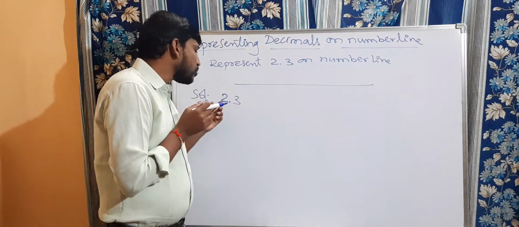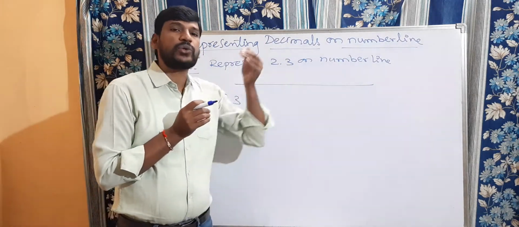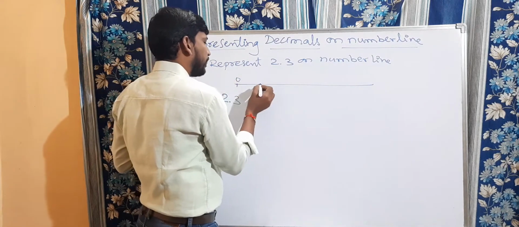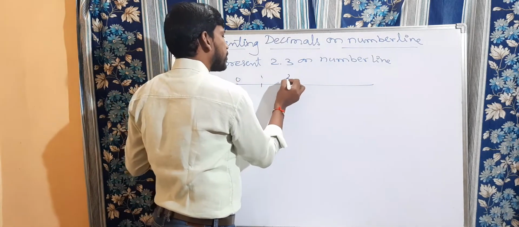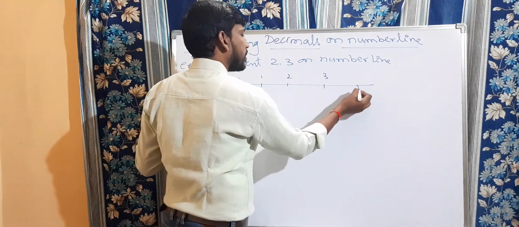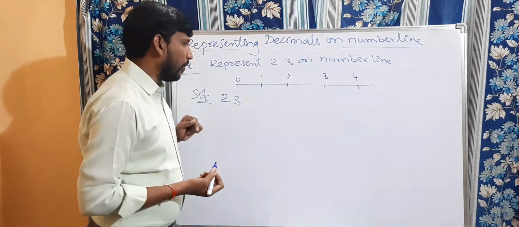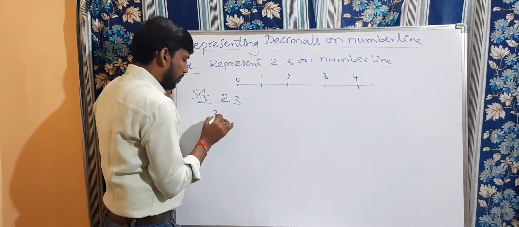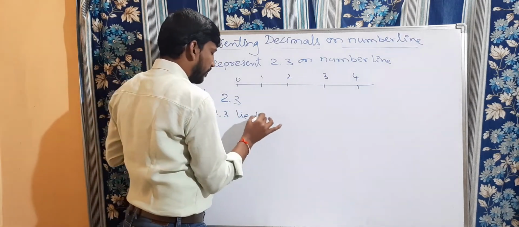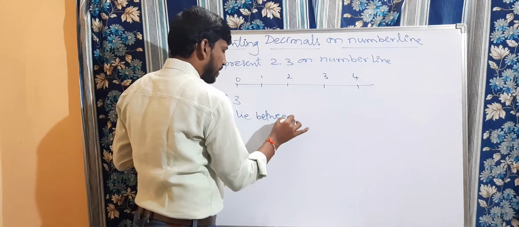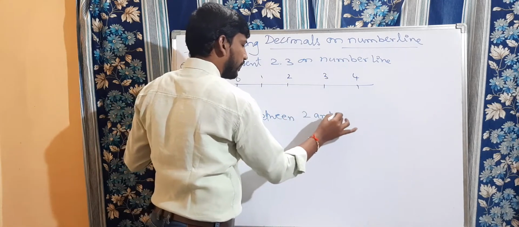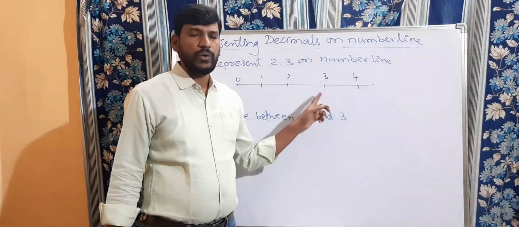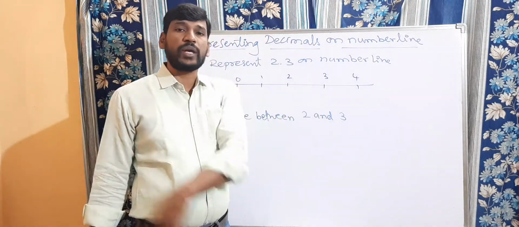We are saying that it is 2.3, which means it comes after 2. Now you have the number line, first start from 0. This is 1, this is 2, this is 3, this is 4. Now after 2 you have 2.3. So this value lies between 2 and 3. In between these two, where will it be located?